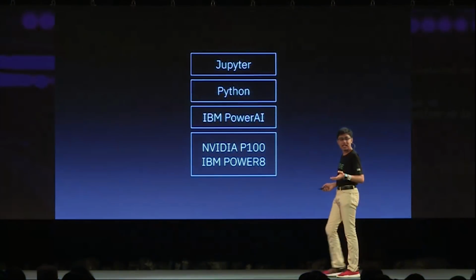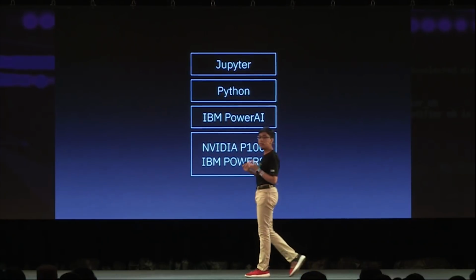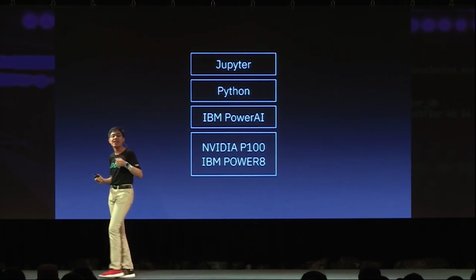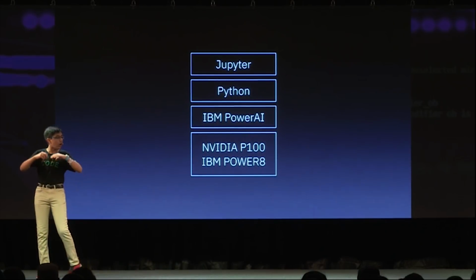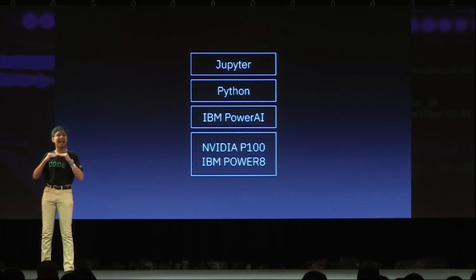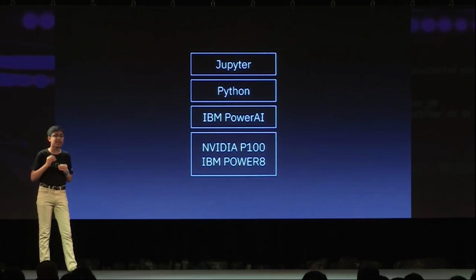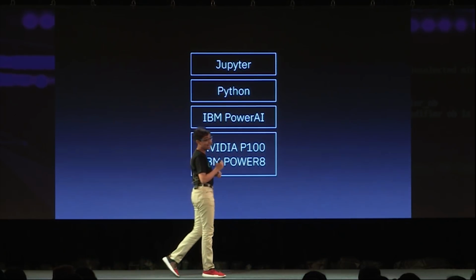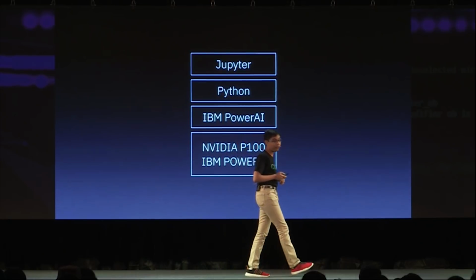This is the technology stack that we are using today. We're using a Jupyter notebook on top of Python, of course, using TensorFlow in the back end for the actual deep learning model training, and all of this is sitting on a bare metal IBM Power AI server with an NVIDIA Tesla P100 GPU and IBM Power 8 chip for you.